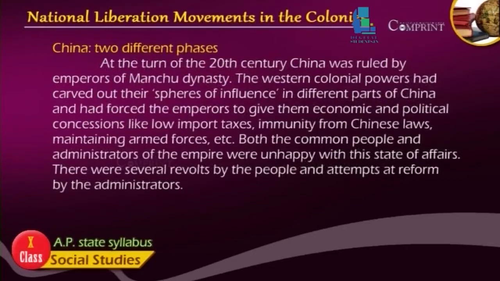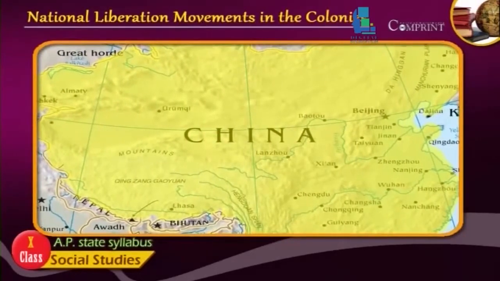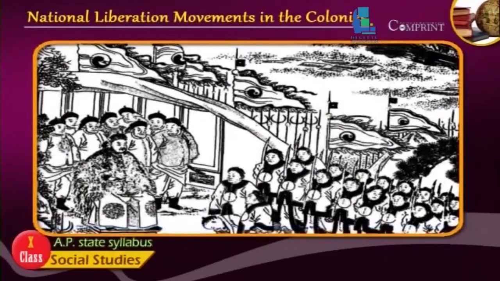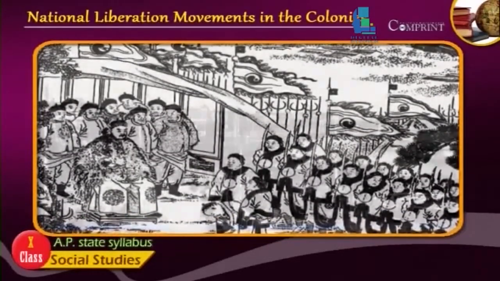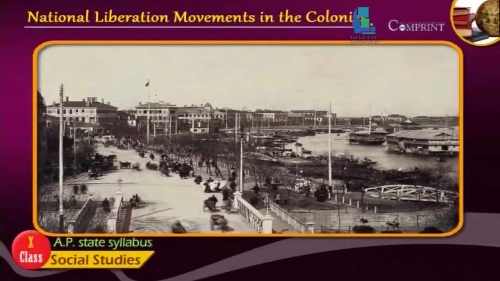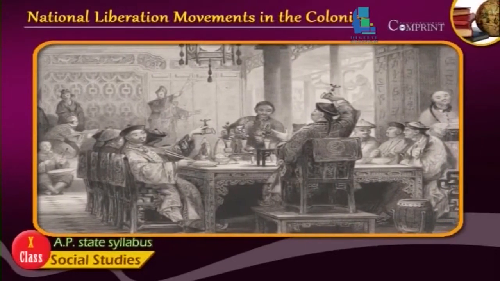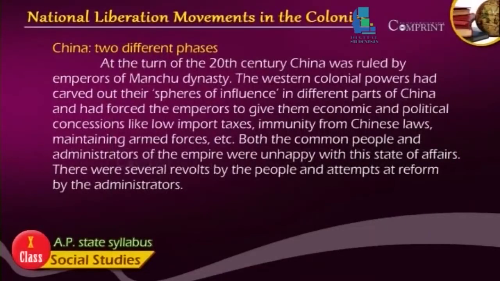China, two different phases. At the turn of the 20th century, China was ruled by emperors of the Manchu dynasty. The Western colonial powers had carved out their spheres of influence in different parts of China and had forced the emperors to give them economic and political concessions like low import taxes, immunity from Chinese laws, maintaining armed forces, etc. Both the common people and the administrators of the empire were unhappy with the state of affairs. There were several revolts by the people and attempts at reform by the administrators.